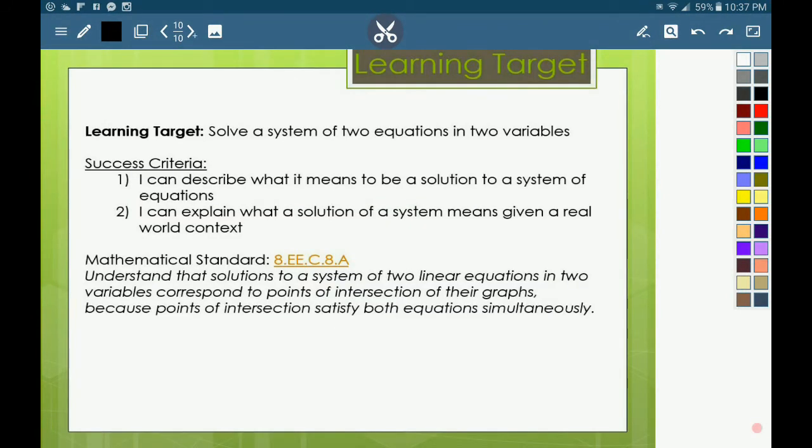All right, so that pretty much wraps up our first lesson on systems. Remember, today we didn't quite solve them ourselves, but we did verify certain solutions, and we did describe what it means to be a solution to a system, as well as explain what a solution of a system means given a real world context. So if you have any questions, please let me know. You may now go ahead and get your start on your practice.